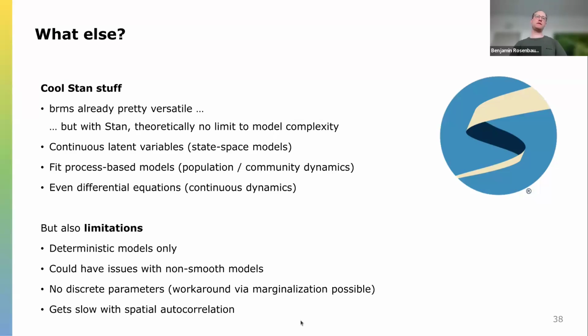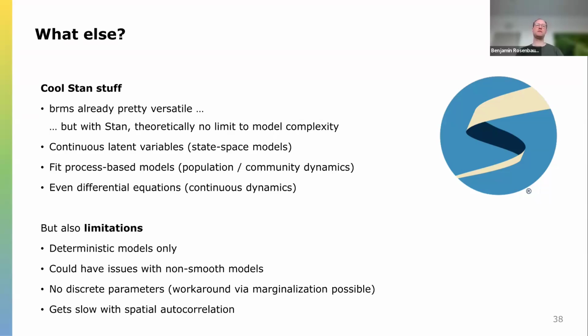Some limitations. This kind of MCMC allows deterministic models only. This means there are no stochastic simulation models. For instance, you could have a stochastic population dynamics model, where whenever you run it, it has different dynamics because there's some randomness involved. This is not possible here. So, deterministic models only.